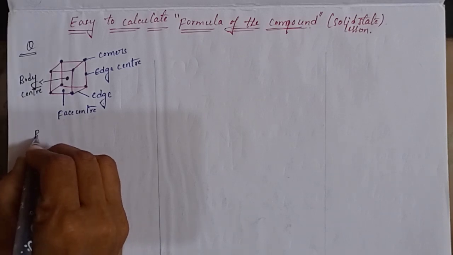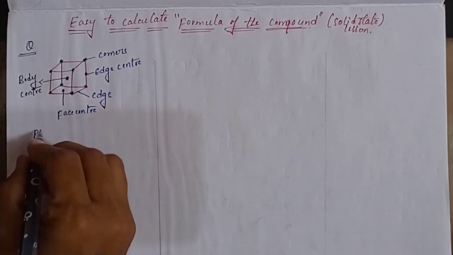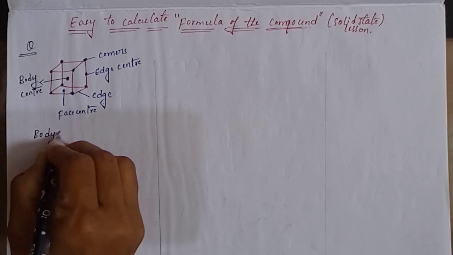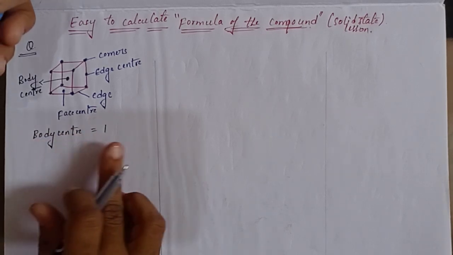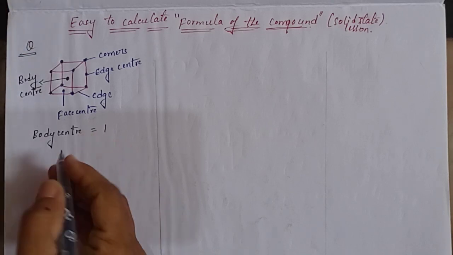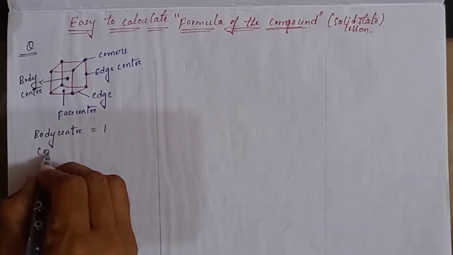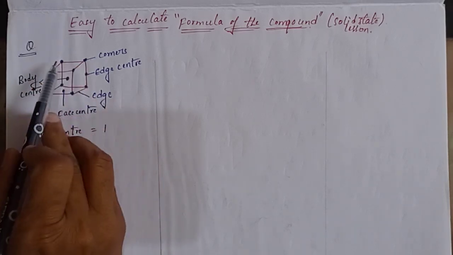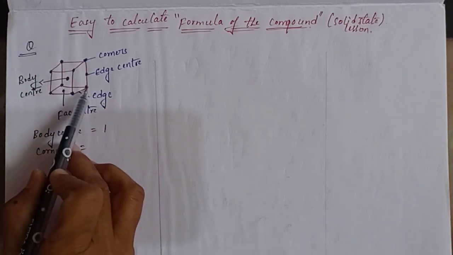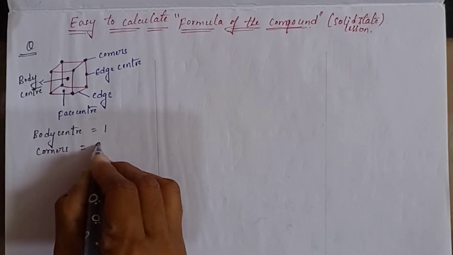Body center. Total how many body center particles will be there? First of all, body center particles 1, correct? Only one body center particle will be there. And next, how many corners will be there, students? In a cubic unit cell, total 8 corners. 1 2 3 4 5 6 7 8, total 8 corners.